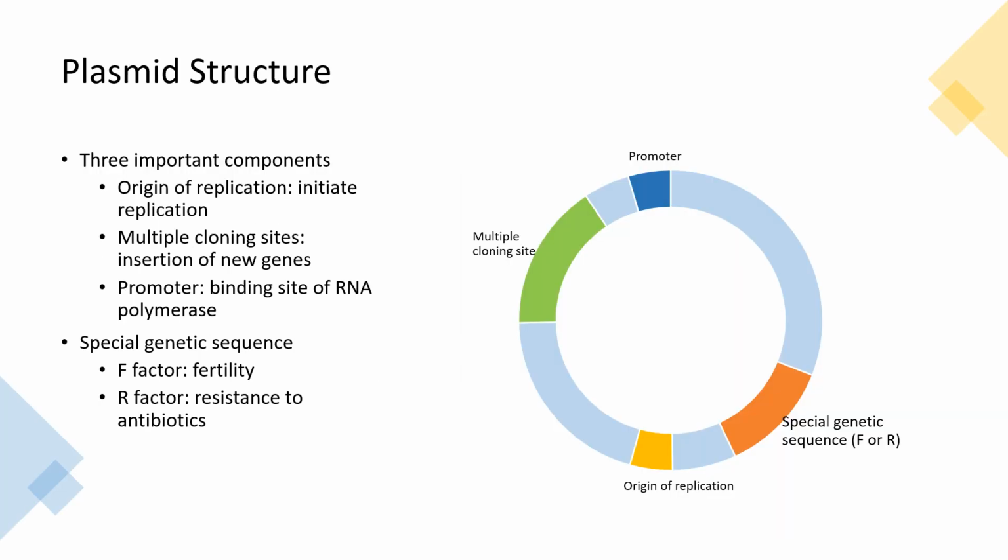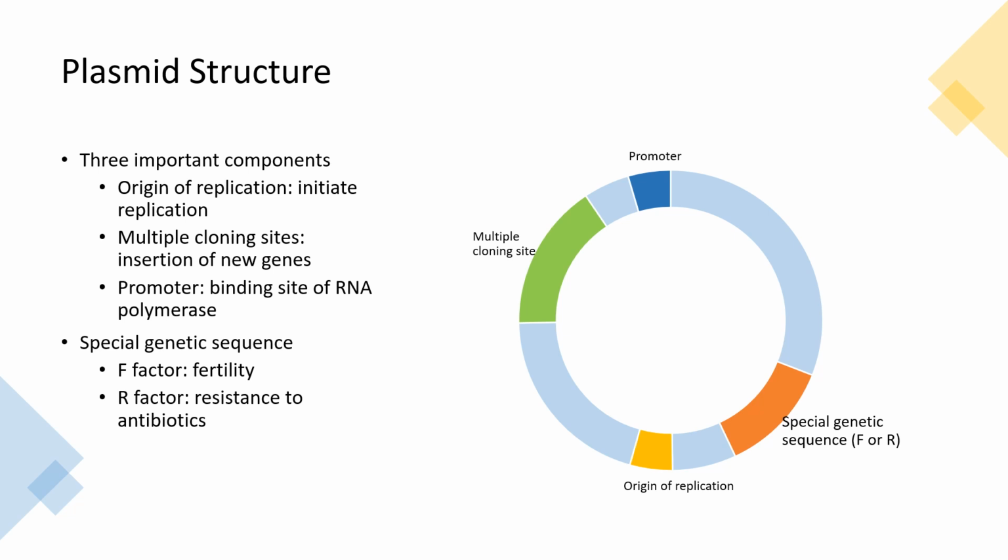Then I should introduce the structure of plasmid. There are three important components in a plasmid. The first is the origin of replication. It initiates the replication of plasmid. Multiple cloning site is also essential. It allows different restriction enzymes to cut the plasmid to insert possible new genetic information. To transcribe a messenger RNA from the plasmid, an enzyme, RNA polymerase, is necessary for the synthesis of RNA. The promoter, therefore, is necessary as a site for the binding of RNA polymerase.